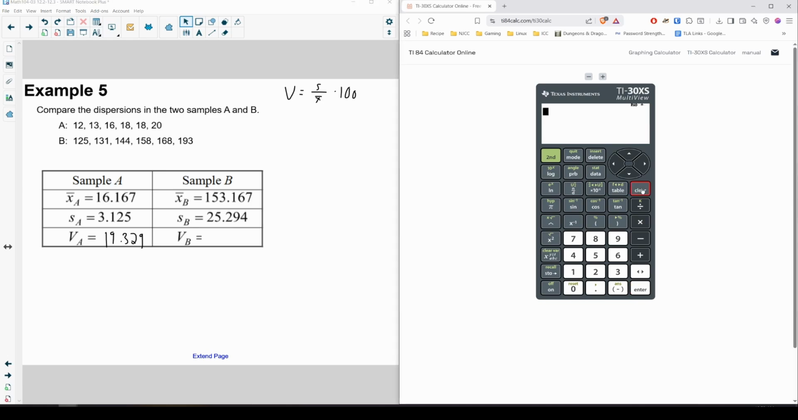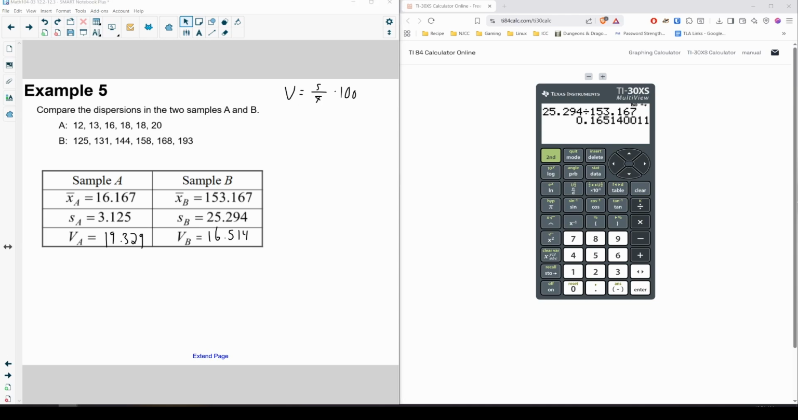Again, for sample B, we'll take our standard deviation, 25.294, and divide that by our average, 153.167. So we'll get 0.165, and again, we're going to go ahead and multiply that by 100, giving us a total of 16. We'll call it 514. Again, the 0 would not have us rounding up or rounding down that coefficient of variance.